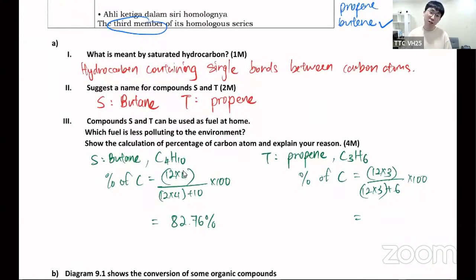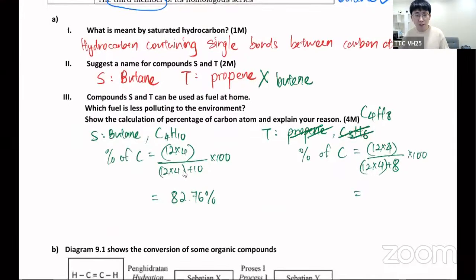Okay. A small mistake can make you lose a lot of marks. Careless mistake, yes, definitely my mistake. So guys, this one is wrong, it is butene. Means this one here is supposed to be C4H8. Careless mistake, guys. So sorry about it.